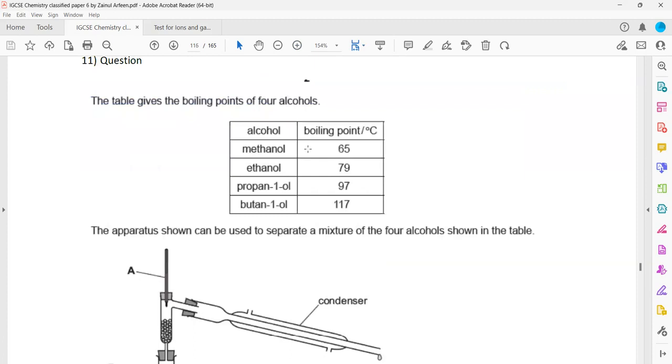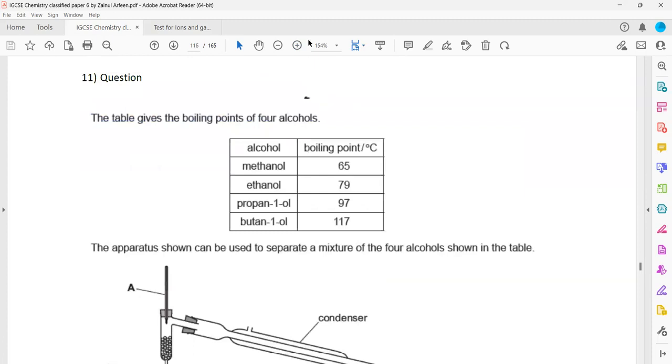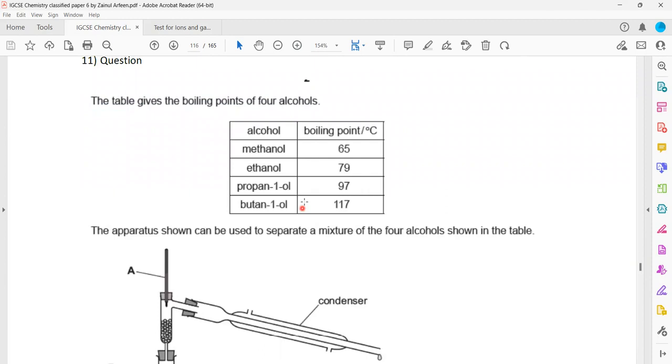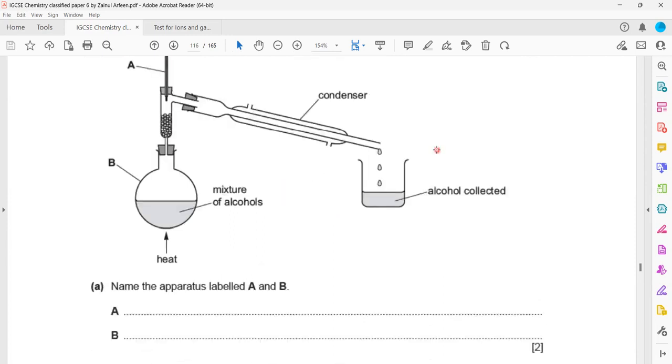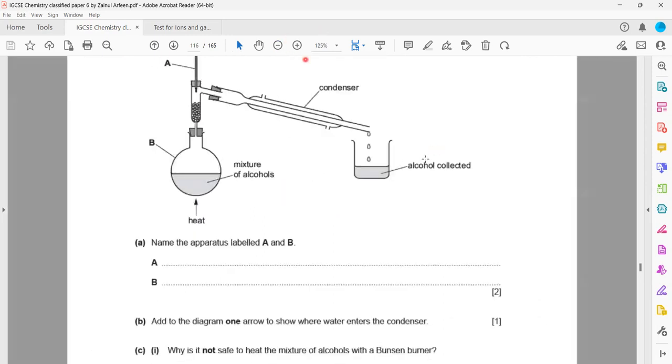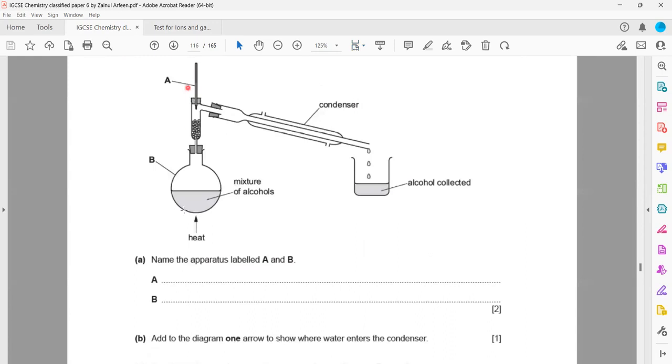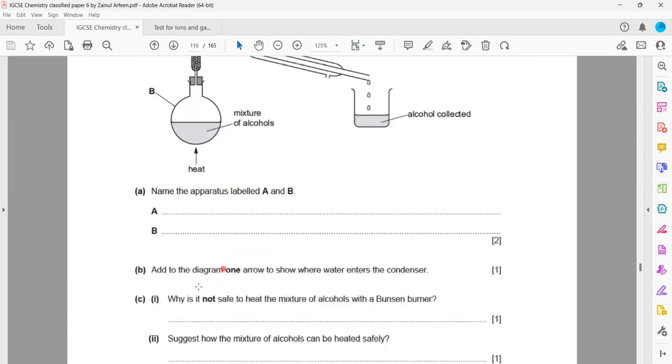Question 11. The table gives the boiling temperature of different alcohols: methanol, ethanol, propanol, and butanol. Why butan-1-ol? It can be butan-2-ol as well if the OH is attached to the second carbon. The apparatus shown is used to separate the mixture. Name apparatus A and B. A is a thermometer, B is a round bottom flask.